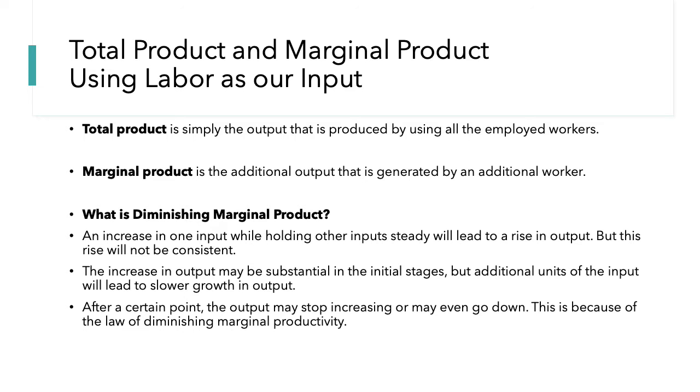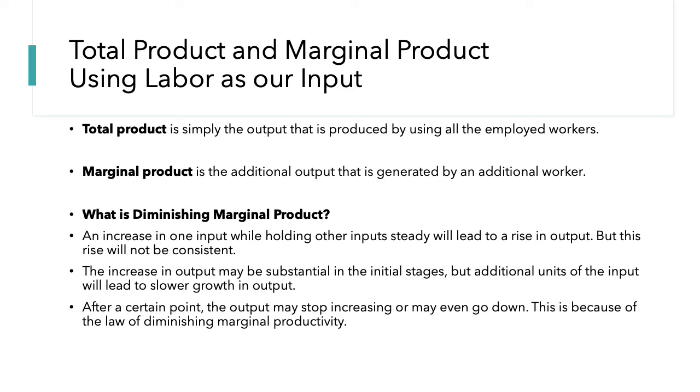Total product and marginal product, while using labor as our input. The total product is simply the output that is produced by using all the employed workers in the organization. The marginal product is that which is generated by an additional worker. There is a specific law called the diminishing marginal product, and in the case of labor, we'll be thinking about the diminishing marginal product of labor, which states the following.